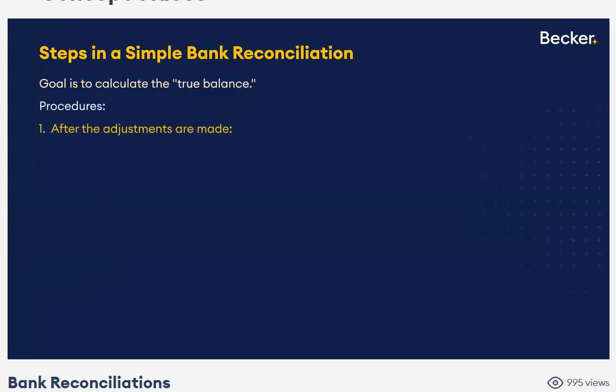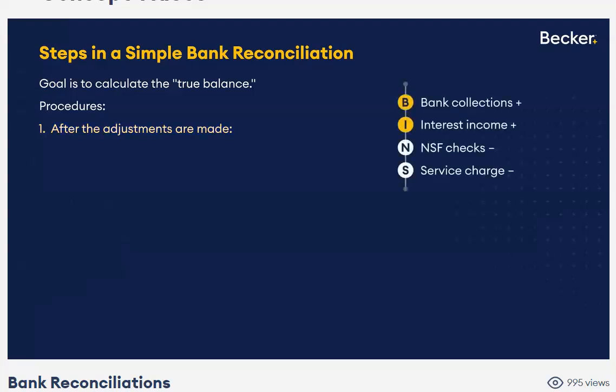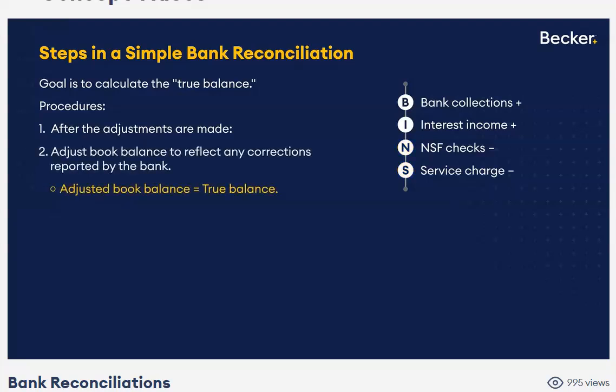Okay, so the first thing we're going to do is adjust the book balance. We do that with the bins. We add the B and the I, the bank collections, the interest income. We subtract out from the books the checks that bounced, NSF checks, non-sufficient funds, and then we also subtract out the service charges. So now we have the true balance per the books.